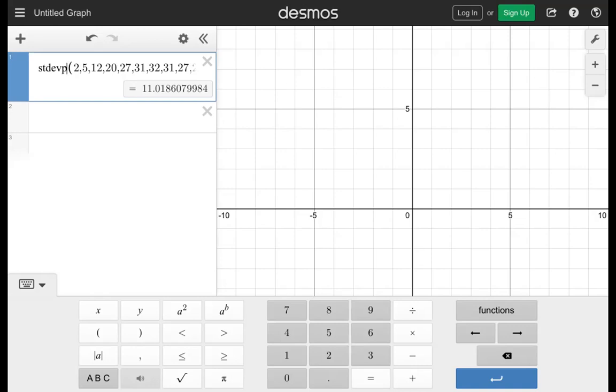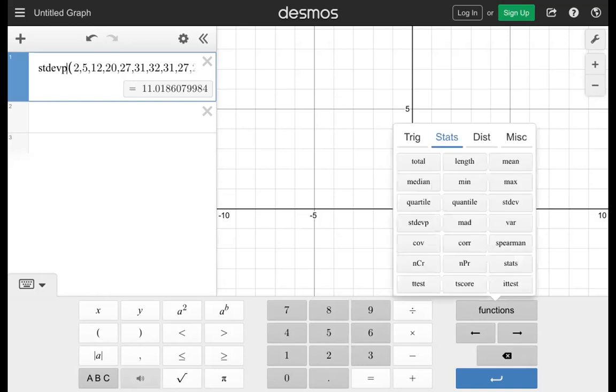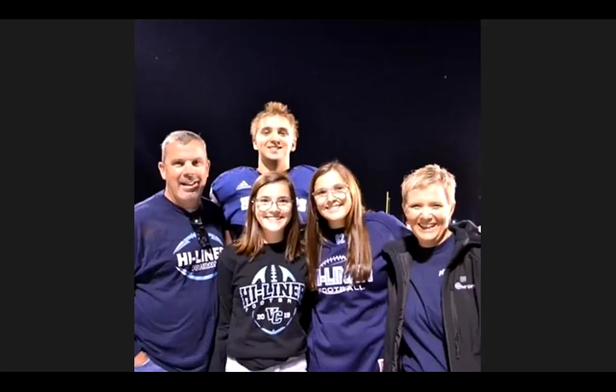Now, what other functions are there? You could find the median. I mean, you could do all that stuff using this if you really wanted to. So there's other options, right? There are other options. So that should be more familiar with standard deviation. Now, once again, we can review this stuff tomorrow.